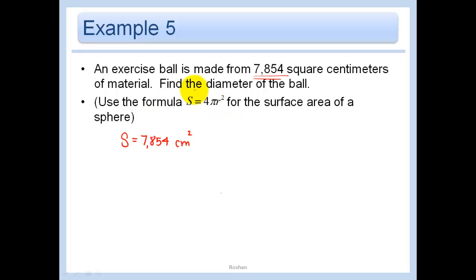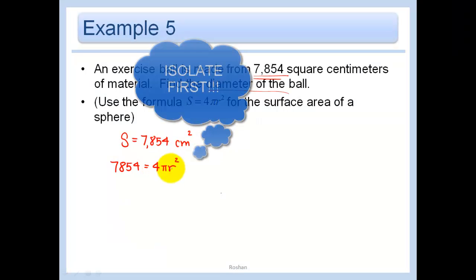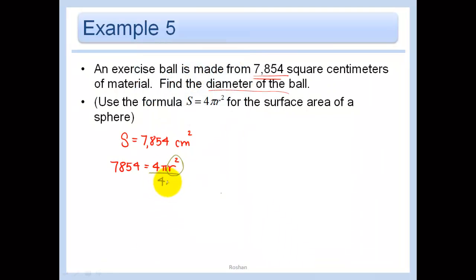And so I want to find the diameter of the ball. So I need to keep that in mind. I'm going to be solving for radius here. All right, so I know that 7,854 is equal to 4 pi r squared. And remember I said that it's so important that before I start, I have to isolate whatever letter is squared. And in this case, it's just the r squared. I have no parentheses. So I really have got to get rid of that 4 pi. I'm going to divide both sides by the 4 pi to get rid of it.